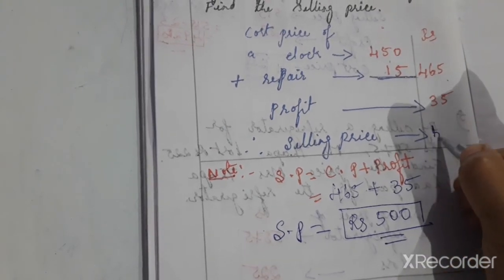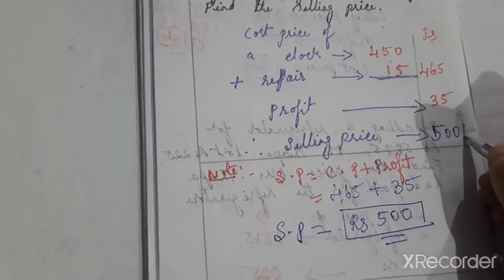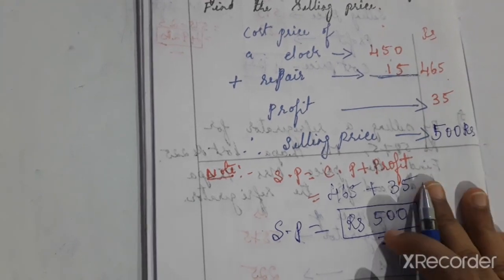So here, 500 rupees. This is the answer, children.